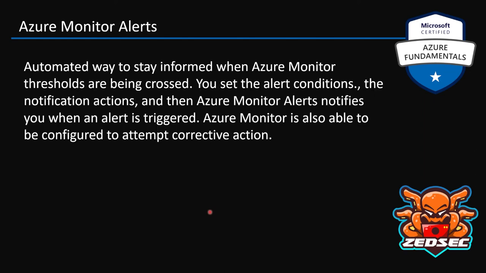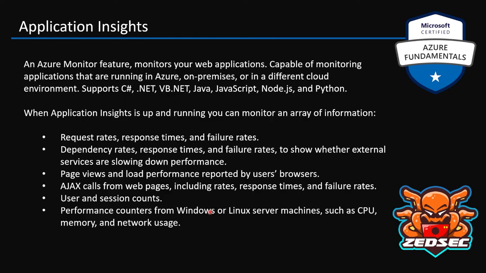Azure Monitor Alerts are an automated way to stay informed when Azure Monitor thresholds are being crossed. You set the alert conditions and the notification actions, and then Azure Monitor notifies you when an alert is triggered. Azure Monitor can also be configured to attempt corrective action.